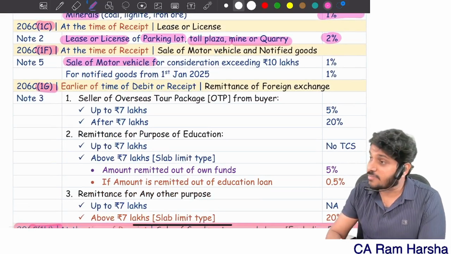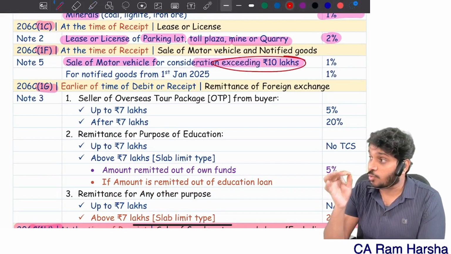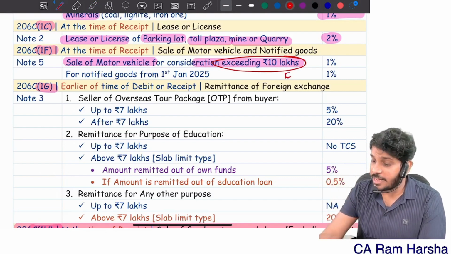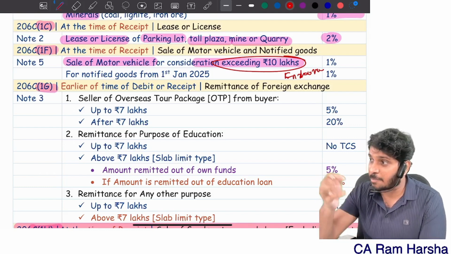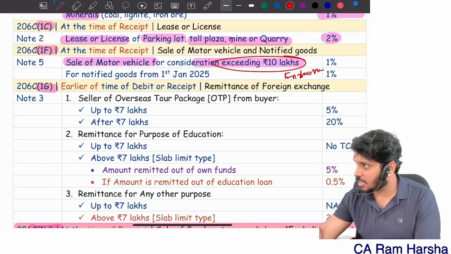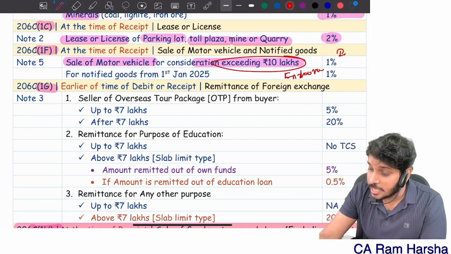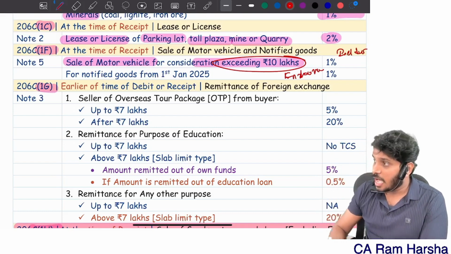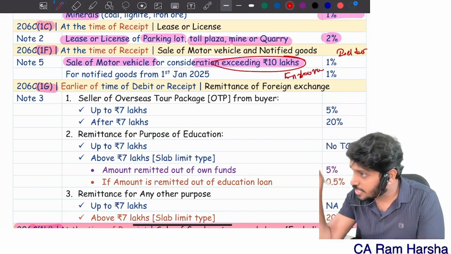I am selling a motor vehicle to him where the value is exceeding 10 lakh. Here, each car's value should be only the ex-showroom price, bike value, ex-showroom price. Car, bike, bus, lorry, whatever vehicle, if the ex-showroom price is more than 10 lakhs. Ex-showroom means what? Including GST.